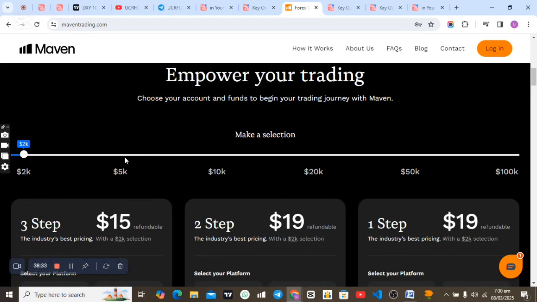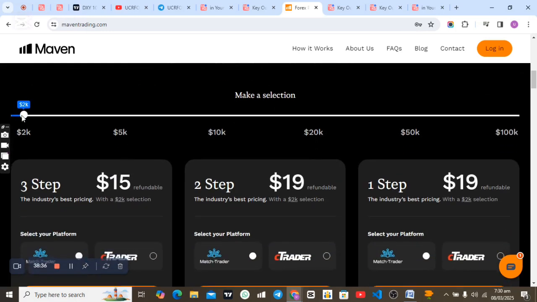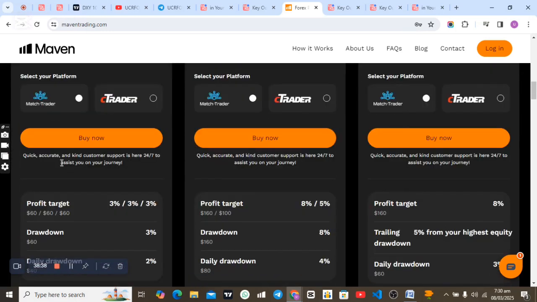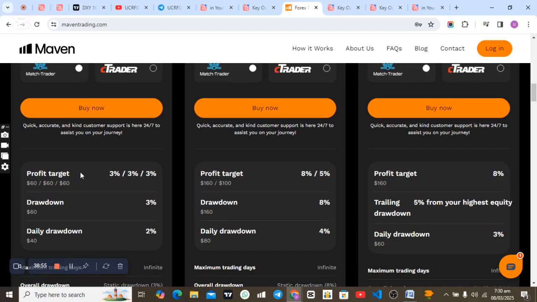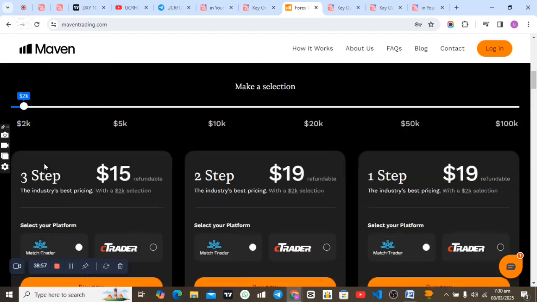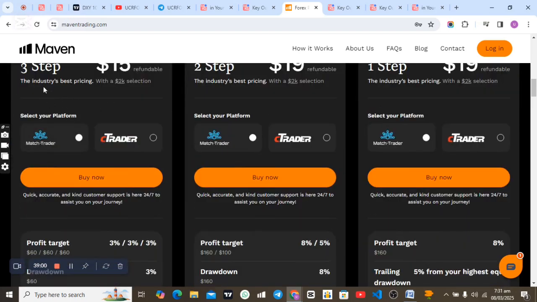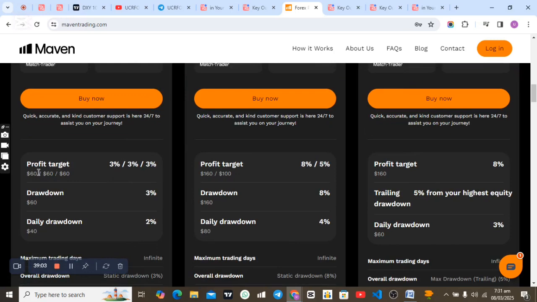Sorry, I was trying to talk about this particular 5K, but for the 2K account, you are expected to make a total profit of 180. Sorry, 60 times 3 is 180. So when you purchase a 2K account for the 3-step challenge, you need to understand that you are expected to make 60 USD in the first phase, 60 USD in the second phase, and 60 USD in the third phase.